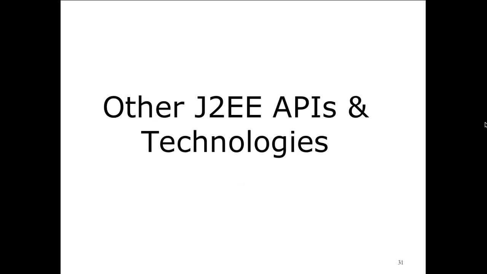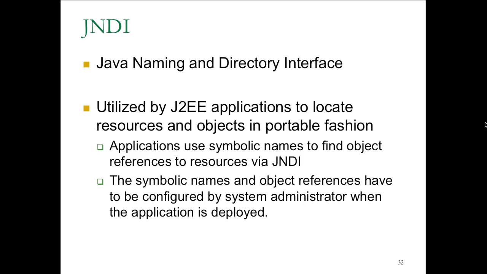So in terms of some of the other APIs and technologies, Java Naming and Directory Interface is also a component of it, utilizing applications to locate resources, objects in a portable fashion. So JNDI is used for the distributed computing environment, facilitates a way of a naming convention, naming directory interface. So applications use symbolic names to find object references. So you can locate it anywhere you want, you use a symbolic name, and you create the symbolic links to the naming and directory system, and then everything's accessible.